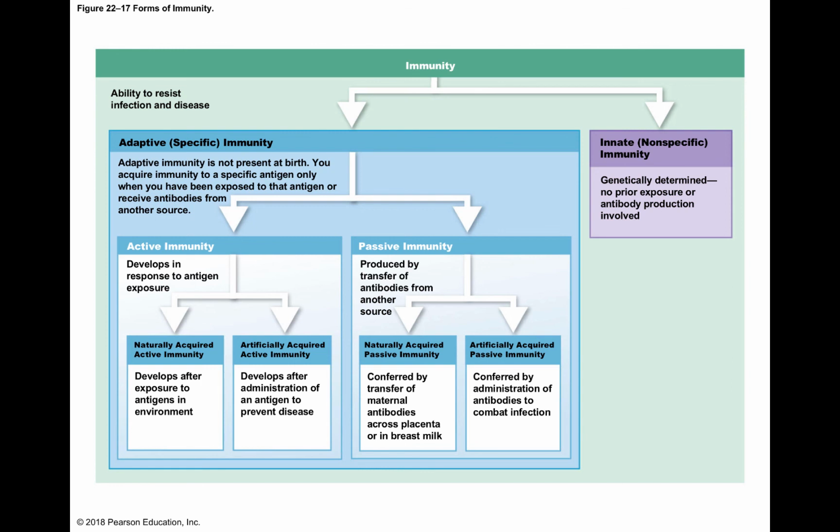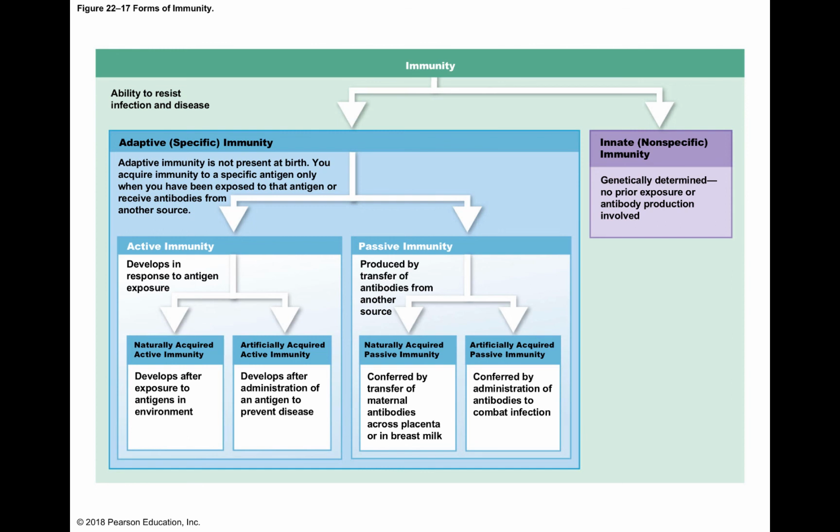So you're getting it through the environment. Induced is when you're getting the immunity through a health professional, like an injection or drops, right? So we've got naturally acquired, and then we have induced. Then we have active and passive. Active immunity means that you receive the antigen. So you're receiving the antigen.